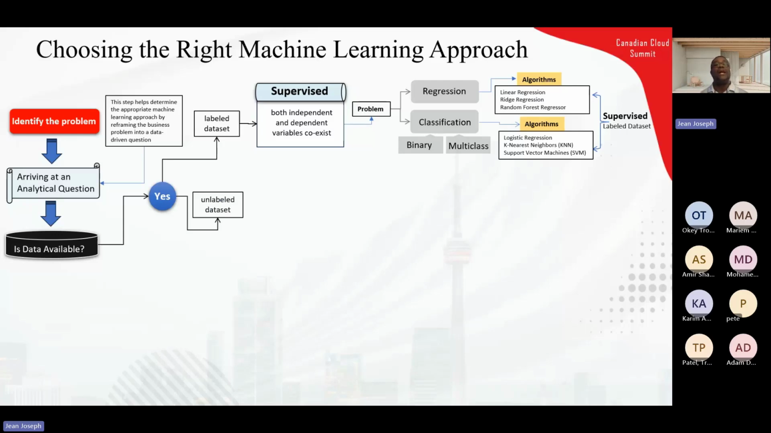Therefore, you don't have an answer. You cannot rely on supervised machine learning, because in supervised machine learning, both must exist, the input and the output, right? So with that, we have to think of unsupervised machine learning. Therefore, understanding the type and structure of your data is critical.